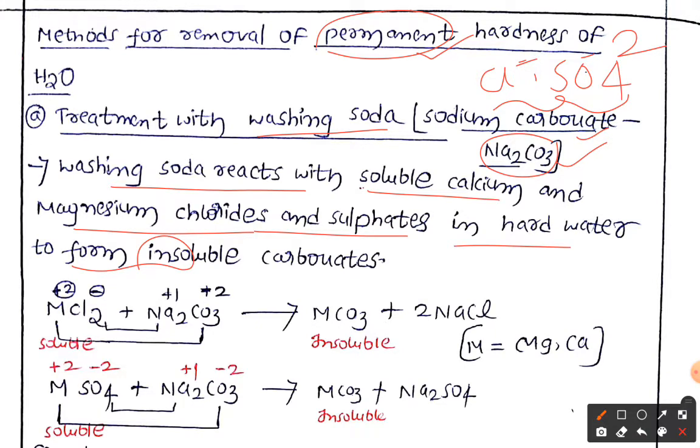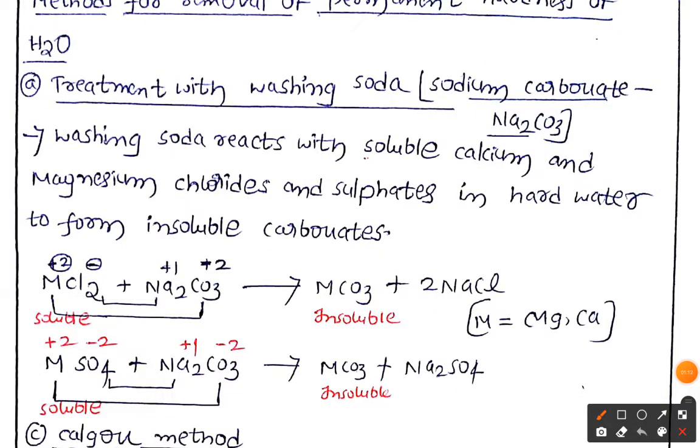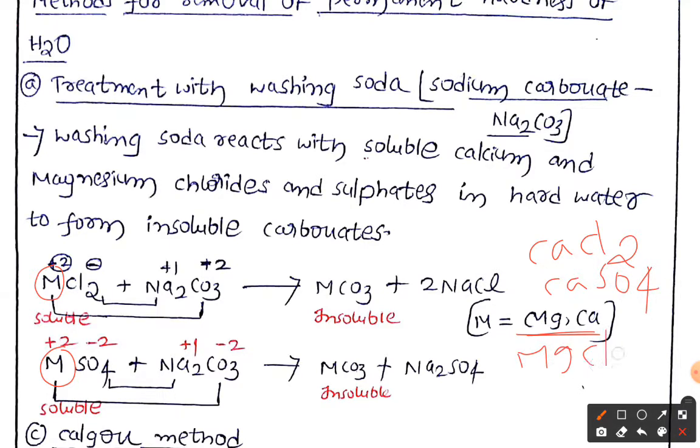Now let us see the equation here. Here M means either calcium or magnesium, nothing but a metal. So you are taking calcium chloride or calcium sulfate, or magnesium chloride or magnesium sulfate. Either you can take any one. What happened on reaction with sodium carbonate? As you know very well, here we have the positive metal and chlorine has a negative charge. So you are going to get carbonates, which are insoluble, along with some salts.